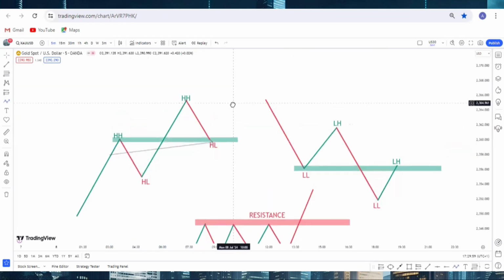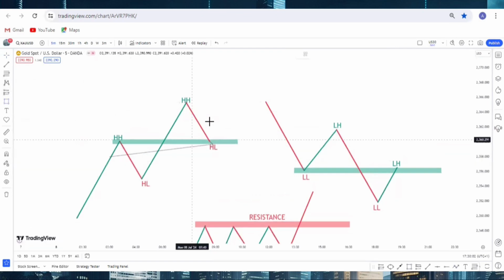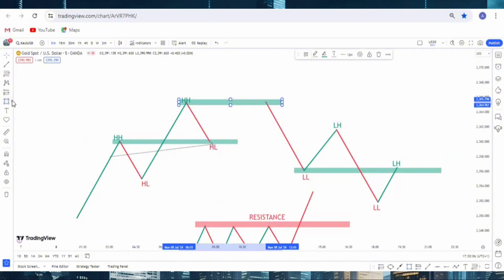Now, if you observe, this is an example of a bullish move. On these higher highs, that is another resistance. If the market is moving to the upside, if the market is on a bullish move, you know you should only be looking to buy right now.